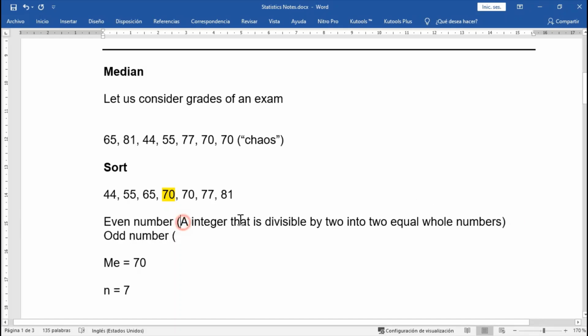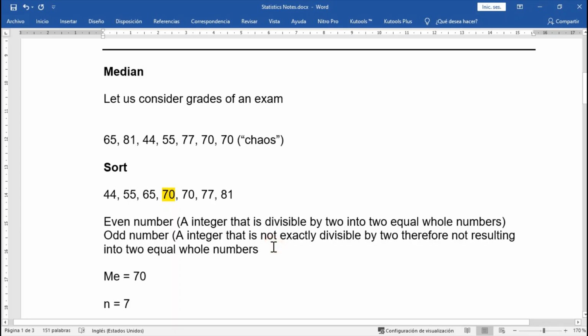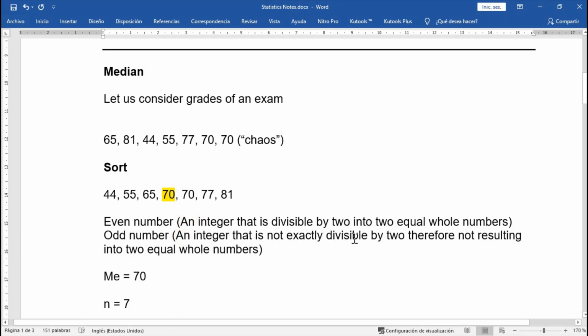That would be exactly the same, only the opposite, right? So we have an odd number. This is an integer that is not exactly divisible by 2, therefore not resulting in 2 equal whole numbers.